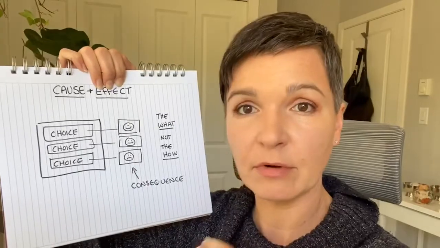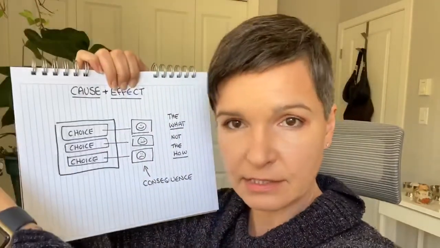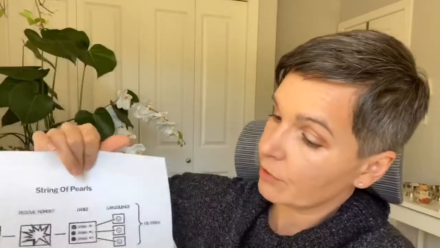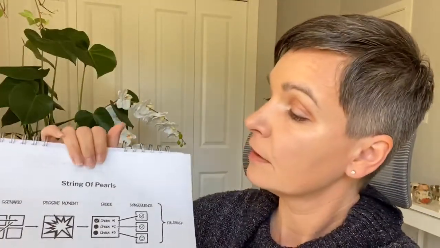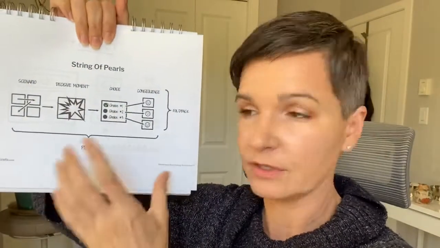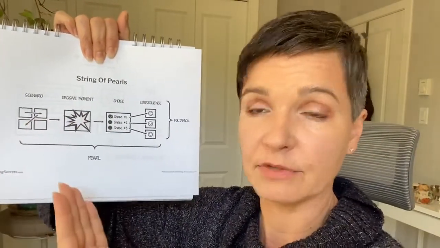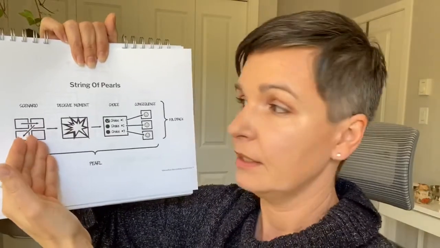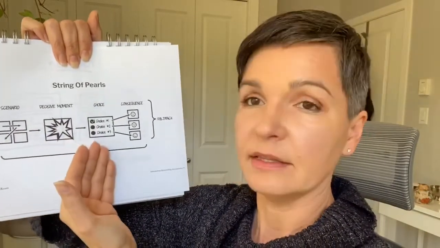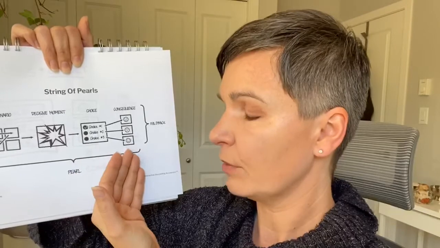Now, where people make most of the mistakes is they'll set up a solid scenario. Everything's great, right? Let me just bring up a typical string of pearls, right? So let me bring this up for you. So we've got a typical string of pearls. This is basically the pieces that make up a base of a scenario. You've got a scenario that leads to a decisive moment, then you have a choice, and then you have a consequence. Now, a lot of people do this part right.